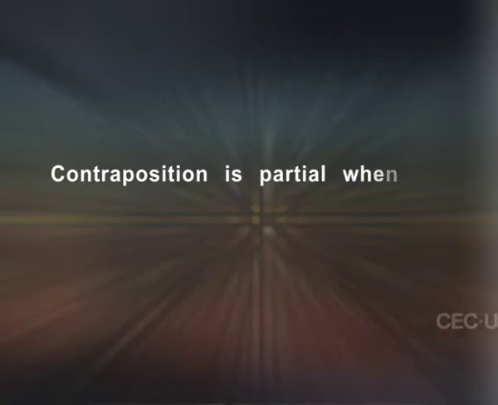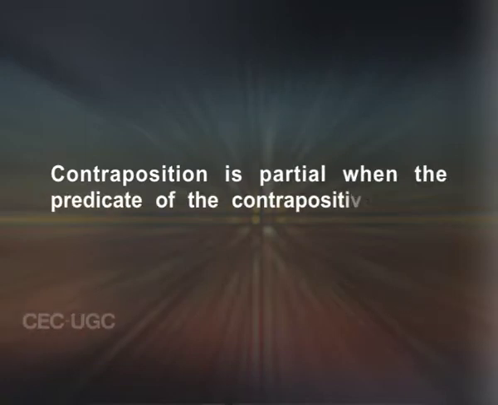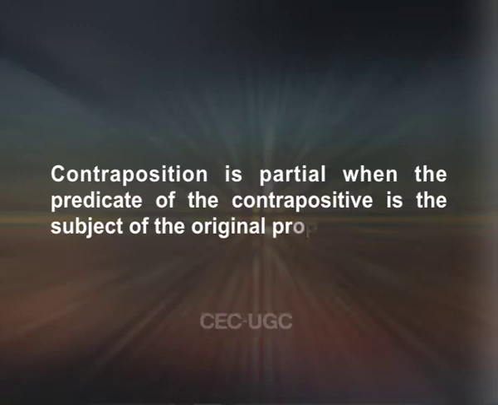The contrapositive of the E proposition, no S is P, is no non-P is non-S. For example, no wrestlers are weaklings has the contrapositive, the false proposition, no non-weaklings are non-wrestlers. This is only obtained by limitation. Contraposition is partial when the predicate of the contrapositive is the subject of the original proposition. It is full when the predicate is the contradictory of the original subject.